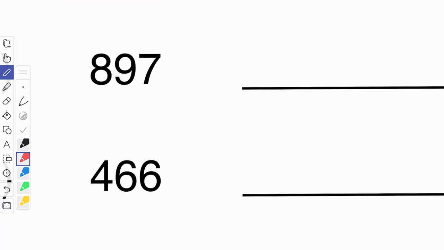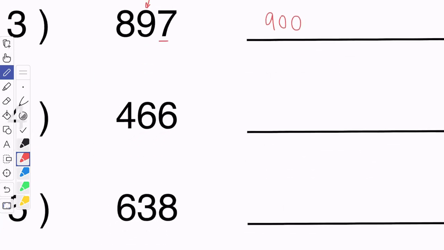For 897, 7 is greater than 5, so we're going to round up. But this one, we have a problem, because our tens place is a 9. If we round up, it's going to change the hundreds place too. So it's going to be 900.